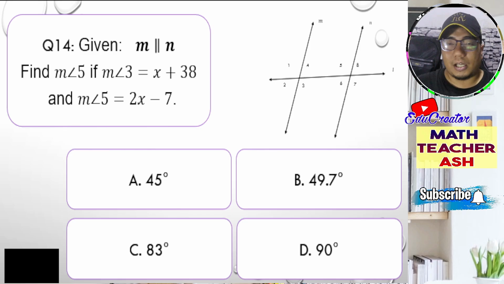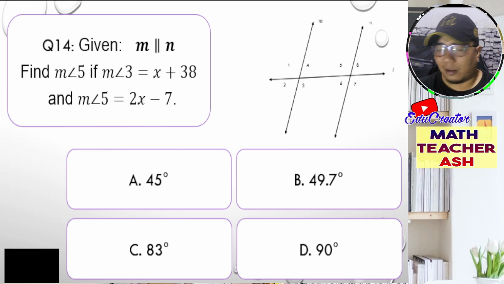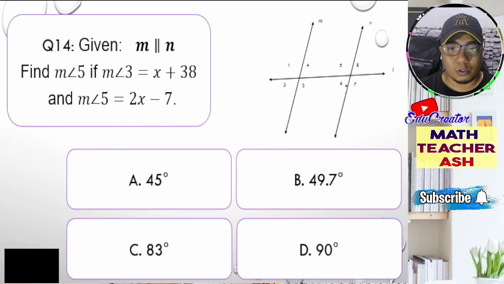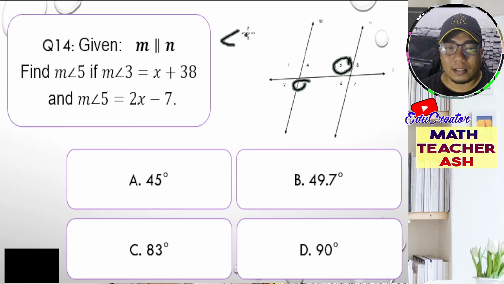Alright, math learners, as you can see here, we have a problem that needs a solution, right? Let me show you this one. We are talking about angle 3. So where is angle 3? This is angle 3. And also we are talking about angle 5. So this is the one. So we can say that angle 3 is equal to angle 5.